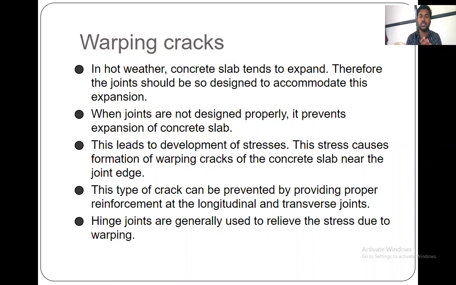This type of crack can be prevented by providing proper reinforcement at the longitudinal and transverse joints. Hinge joints are generally used to relieve the stress due to warping. So how to prevent the warping cracks? These are prevented by providing proper reinforcement in both the longitudinal as well as the transverse joints.